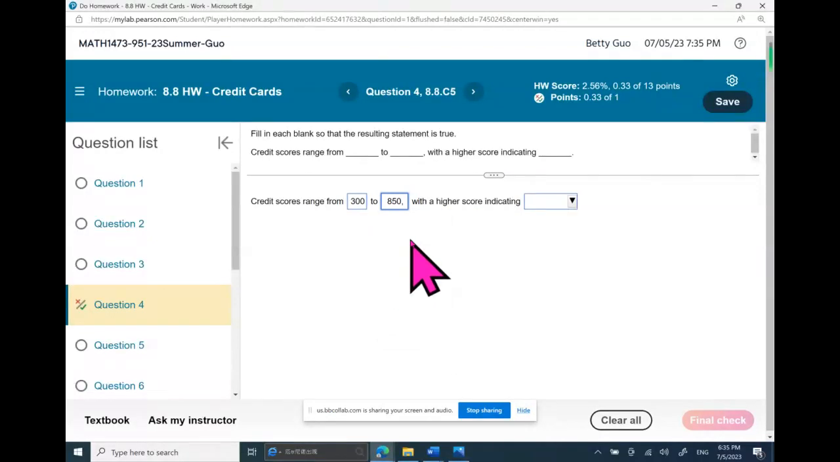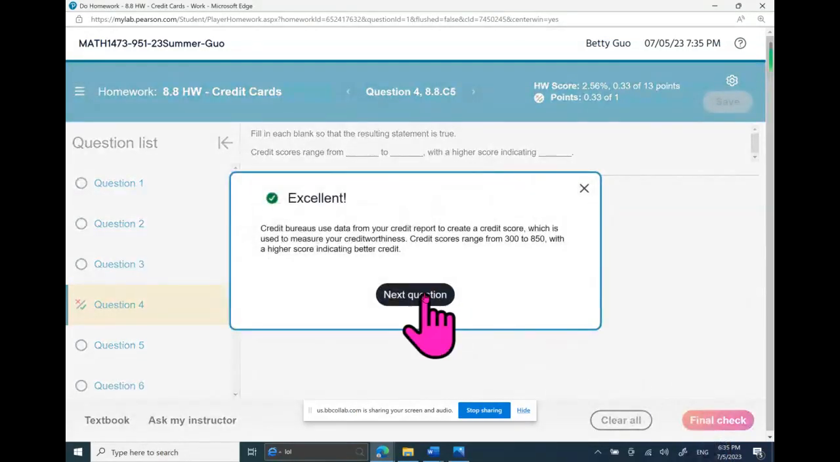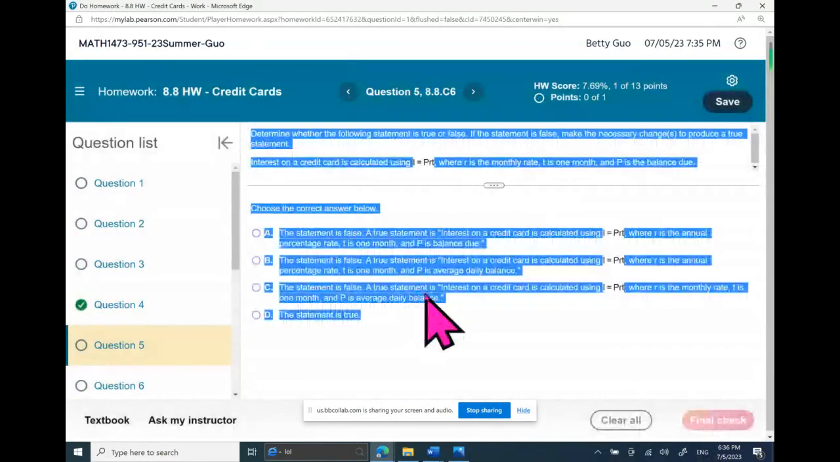Okay, now we know, right? Yeah, I do not see this information in the guidance note, but you have unlimited attempts. So now we know credit scores range from 300 to 850, with a higher score indicating better credit. Okay, awesome. 300 to 850.